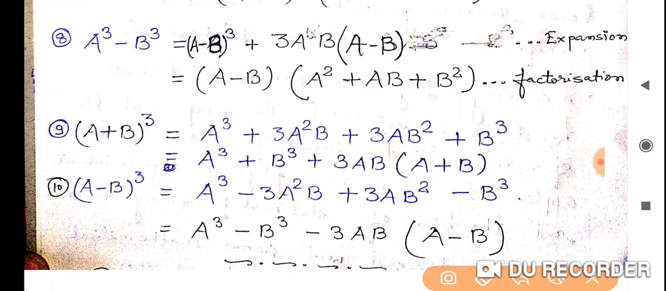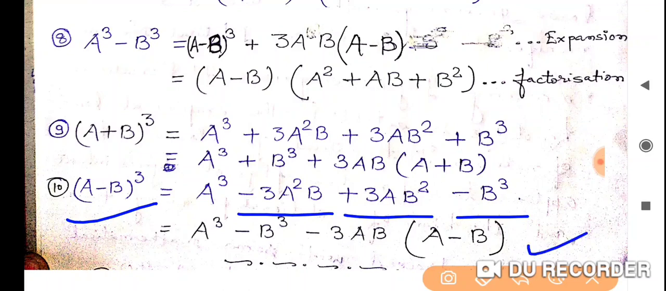Next one is (a minus b) whole cube. (a minus b) whole cube equals a cube minus 3a square b plus 3ab square minus b cube. Again, in another form, (a minus b) whole cube equals a cube minus b cube minus 3ab into (a minus b). I expect all of you to remember all these algebraic identities so that you can use them in further study of physics in future classes.